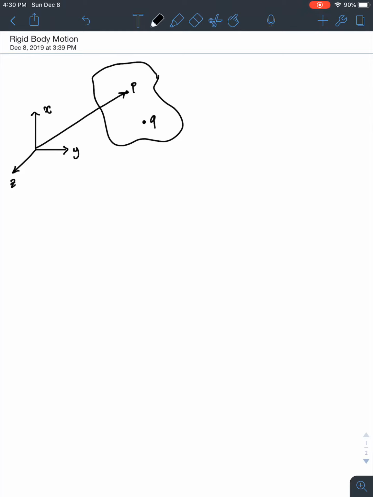How do we write that mathematically? Well, we say that the norm between P and Q vectors. You can think about this vector right here as the vector P, and this vector right here as vector Q. The distance between these two vectors is equal to what it was at the start of time.